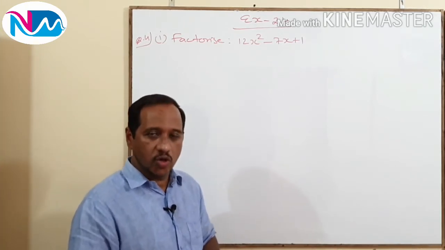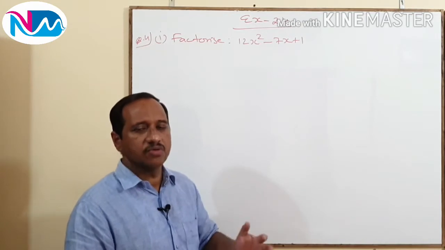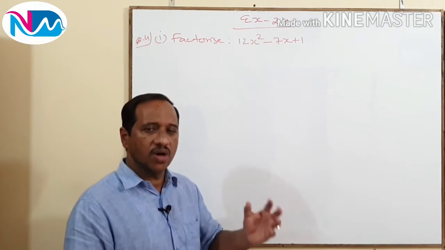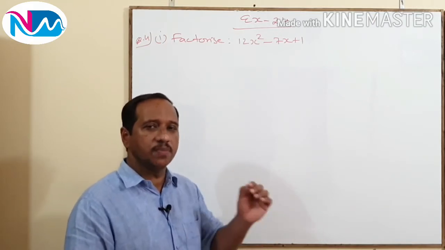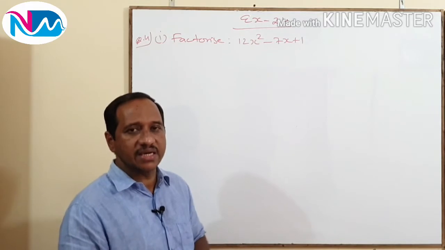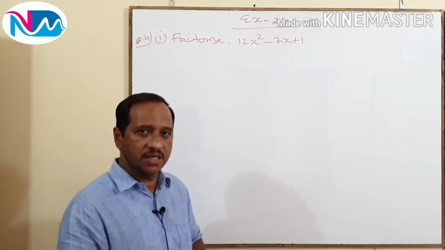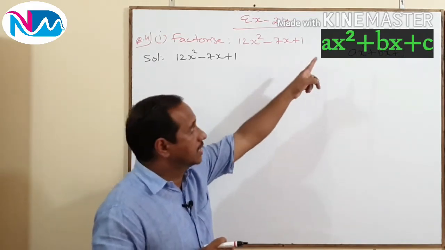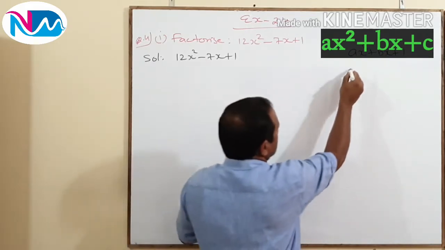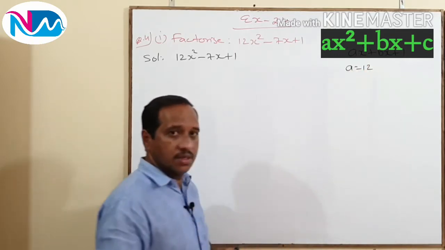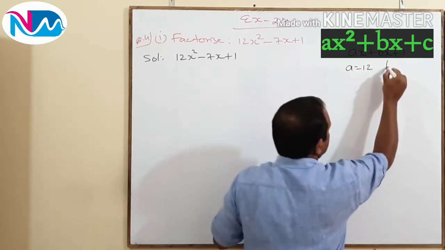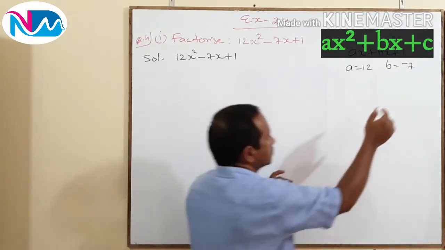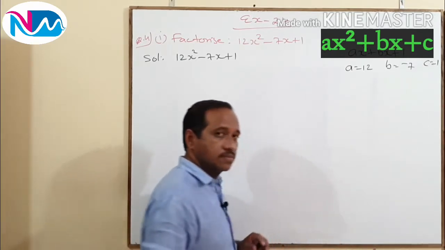To factorize a trinomial by splitting the middle term, we have to go through certain procedures. So I am going to explain one by one, after which you will be able to factorize any trinomial by the method of splitting the middle terms. Comparing with the standard form of a trinomial, here the value of a is equal to 12, the value of b is equal to minus 7, and the value of c is equal to 1.